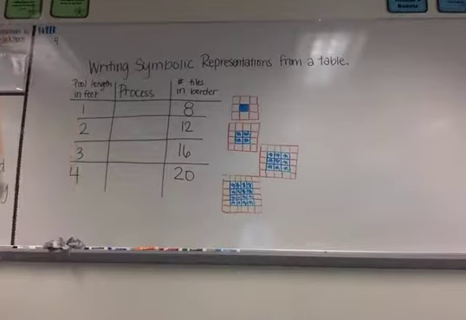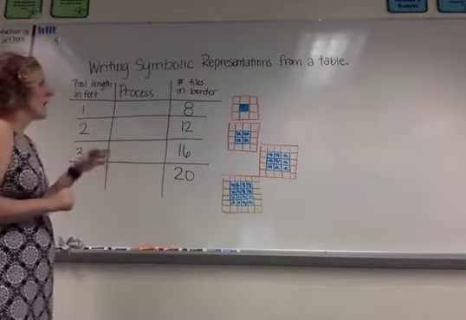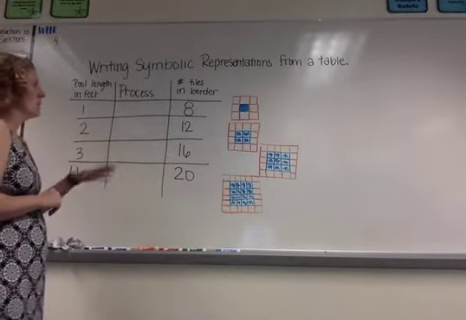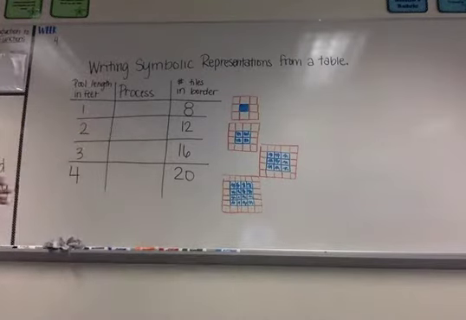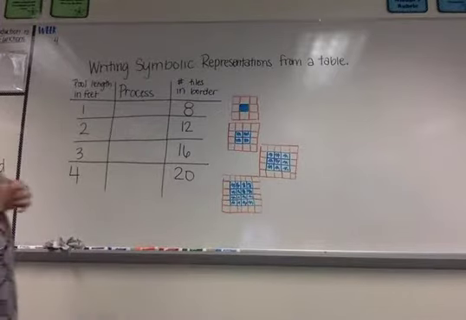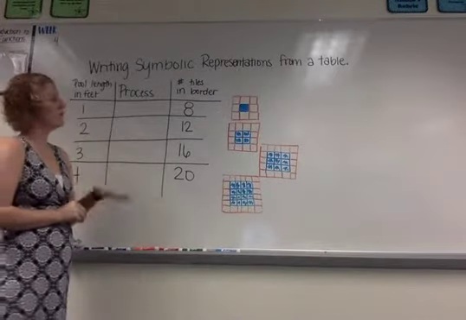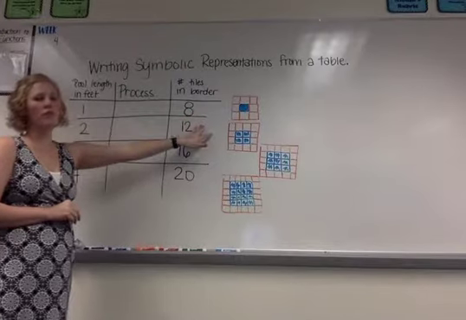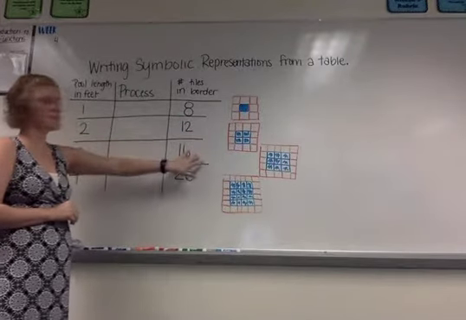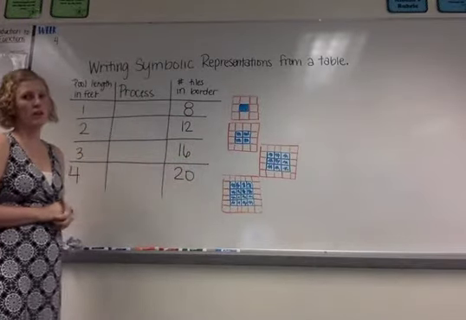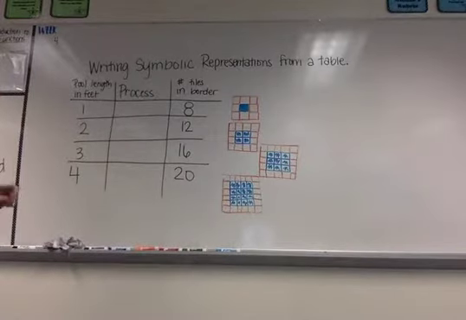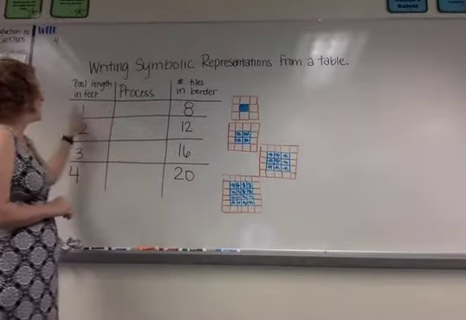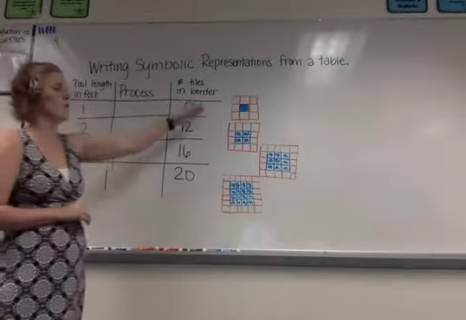Writing symbolic representations from a table. Remember, symbolic representation is the equation. So using numbers, symbols, and variables, how can you represent the equation? This is the one you should have done as your entry task, and it said create the verbal. If you notice, from 8 to 12, there are 4 more. From 12 to 16, there are 4 more. From 16 to 20, there are 4 more. So for every length added in the pool, you have 4 more tiles.